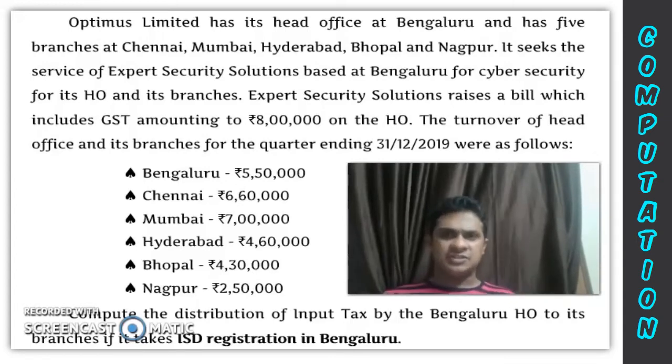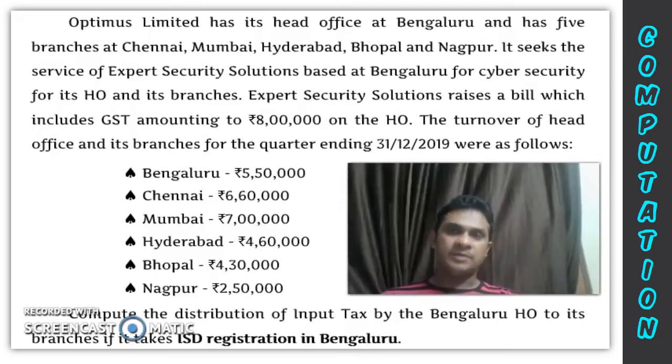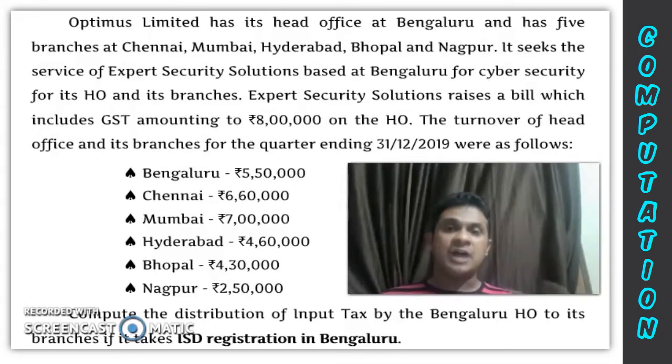In the case of an input service distributor, they are considered a separate entity. So they have to take registration under GST as well, apart from the head office itself. So if they are taking ISD registration at Bengaluru, we have to calculate how the Bengaluru head office, which is acting as input service distributor, will distribute the input tax paid by Optimus Limited to Expert Security Solution. As I said in my previous video, distribution has to be made on the basis of turnover. If you have not seen the video, I will provide a link above in the suggested section. Click on the link and watch the video.